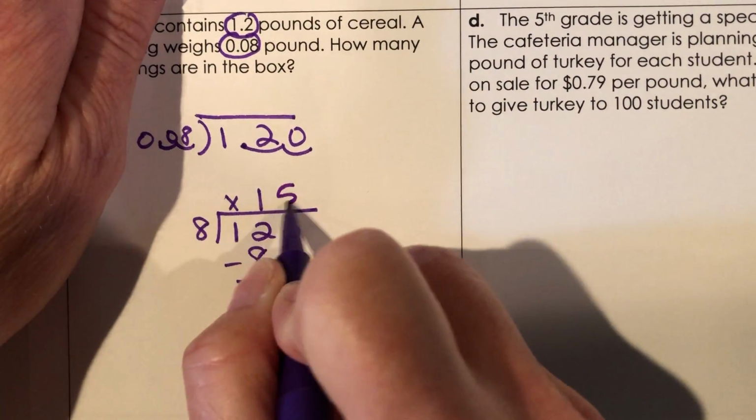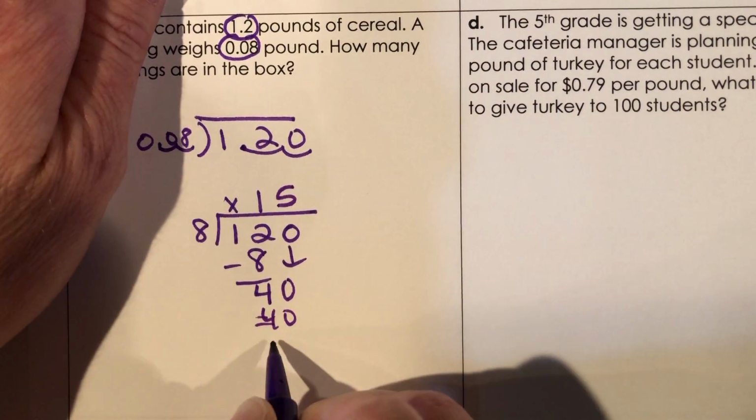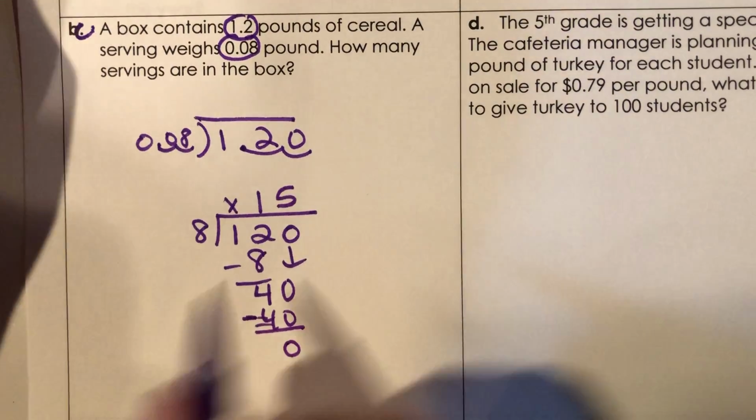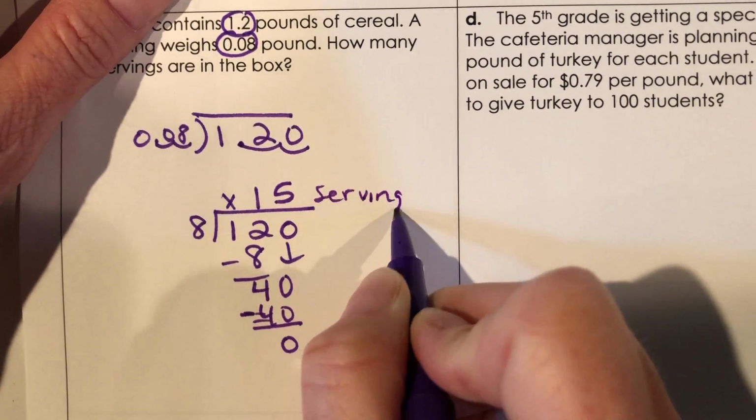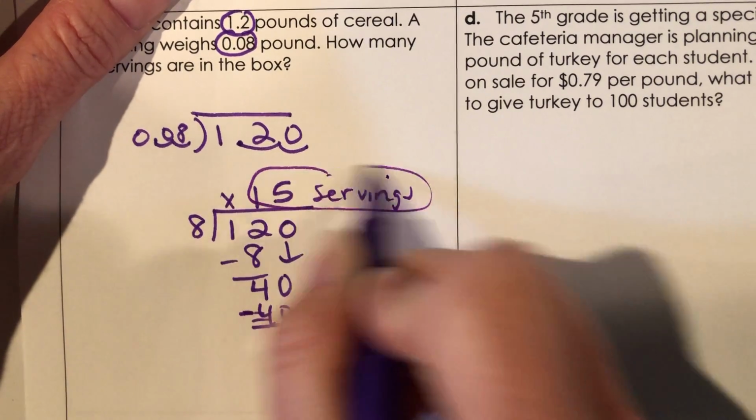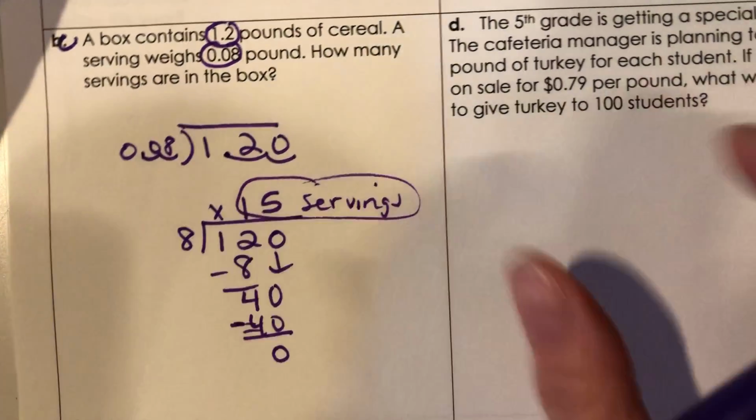8 times 5 is 40. So that means, after I subtract, I see nothing left, that there are 15 servings in the box. I think that's probably too small of a serving size, but that's okay.